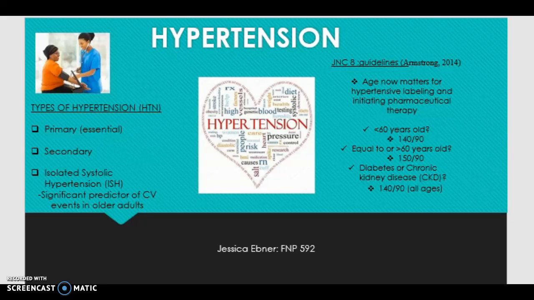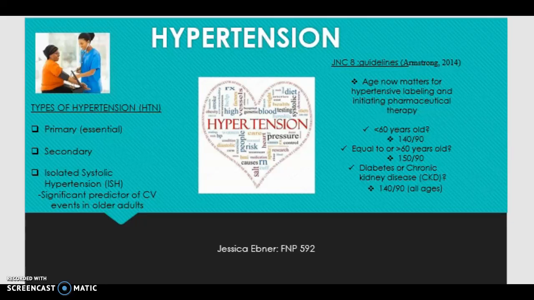There are three types of hypertension that we see in primary care: essential, secondary, and isolated systolic hypertension. We often see isolated systolic hypertension in our geriatric population. Although only the top number, the systolic number, is elevated, it's still very important to treat, as this is a significant predictor of cardiovascular disease in our older adults, as well as younger populations that also have ISH.